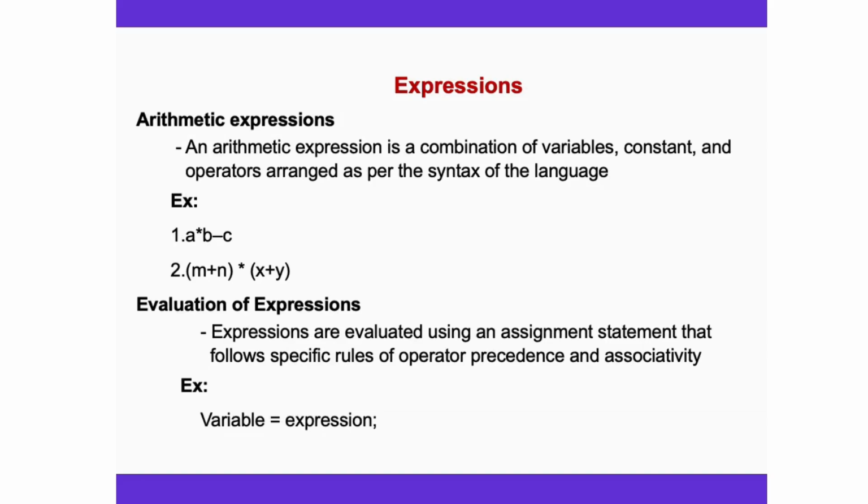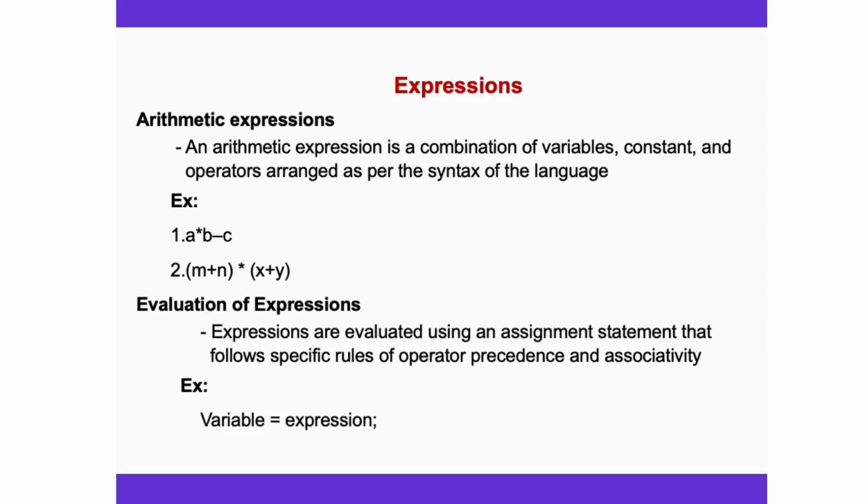Expressions: first we are going to see the arithmetic expressions. An arithmetic expression is a combination of variables, constants and operators arranged as per the syntax of the language. Example: A star B minus C. Here the asterisk and minus operators take place. Next one is m plus parenthesis m plus n multiply with parenthesis x plus y. These are two examples which show the arithmetic expression.